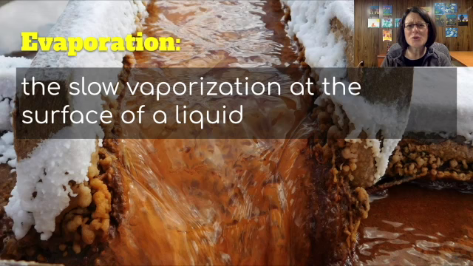There are two types of vaporization. The first is evaporation. This is the slow vaporization at the surface of a liquid. So this is if you set a glass of water out over, say, a week, okay, you will notice that the water level goes down. That is due to evaporation. And you can see here, this is at a salt mine. They are evaporating water off of a mixture of salt and water to produce salt.